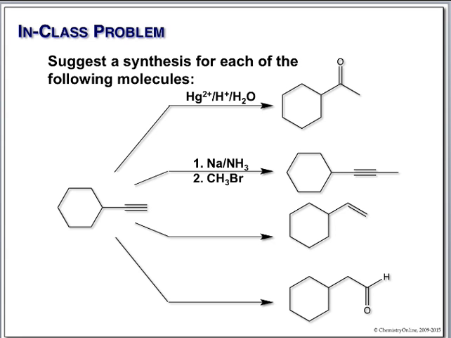We can also do a partial reduction with a poisoned catalyst. Lindlar catalyst is poisoned. You could just simply say platinum on barium sulfate. That's also a poisoned catalyst. Because we don't have stereochemistry, either one of those will work.